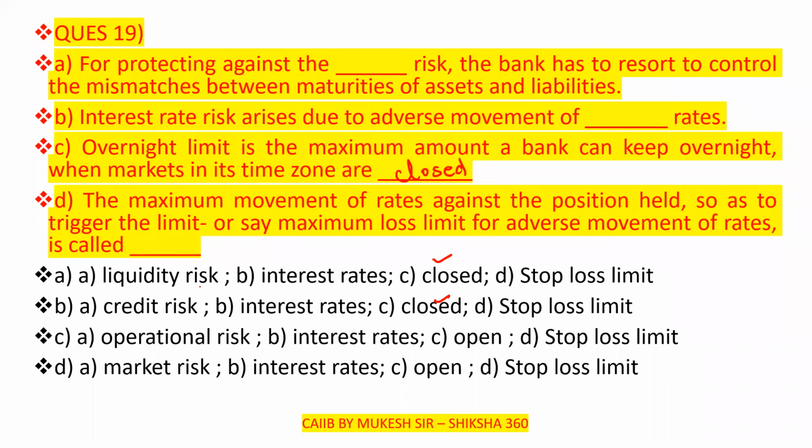So either option A or option B could be the answer. This is option C, this is option D, still open. This one is wrong here. Now move to the next one, D. These two are very, very important.